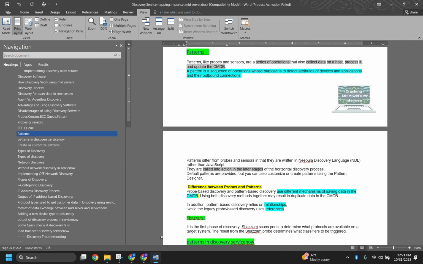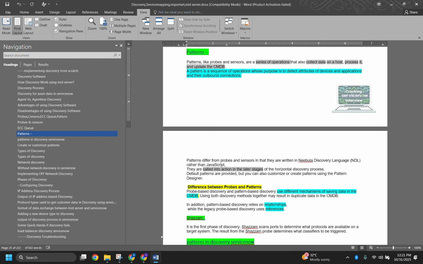So we can say a pattern is just like the word says, a series of operations that basically collects the data on a particular host and process and updates it in the CMDB. It is a sequence of operations whose purpose is to detect the attributes of any particular device or application and their connections. So for these, the pattern is used.